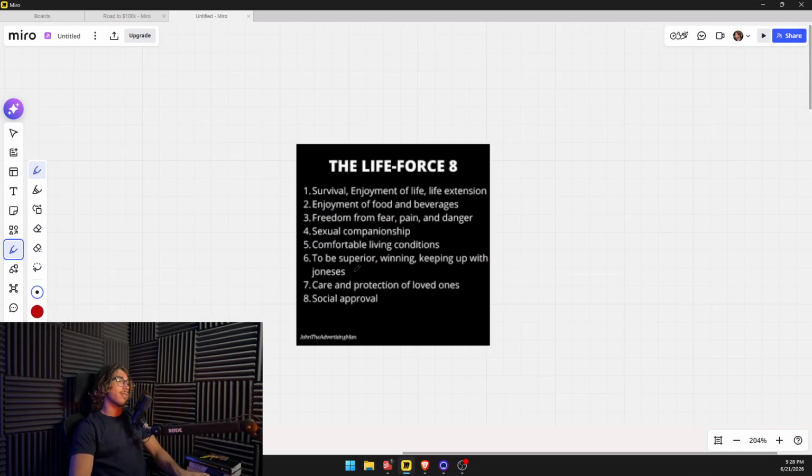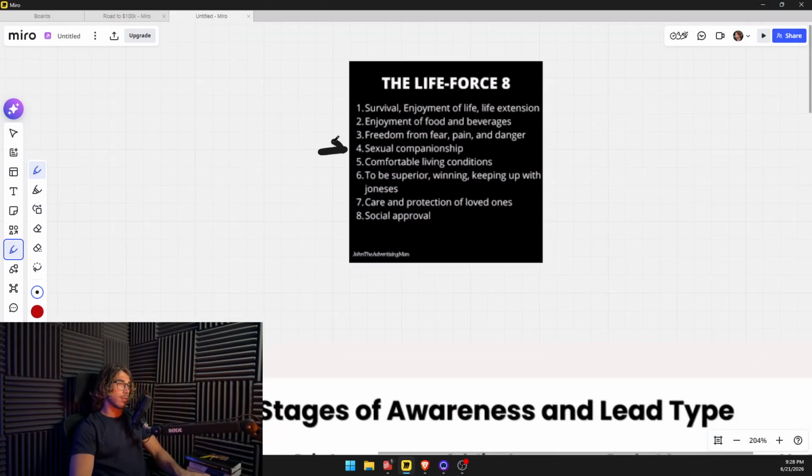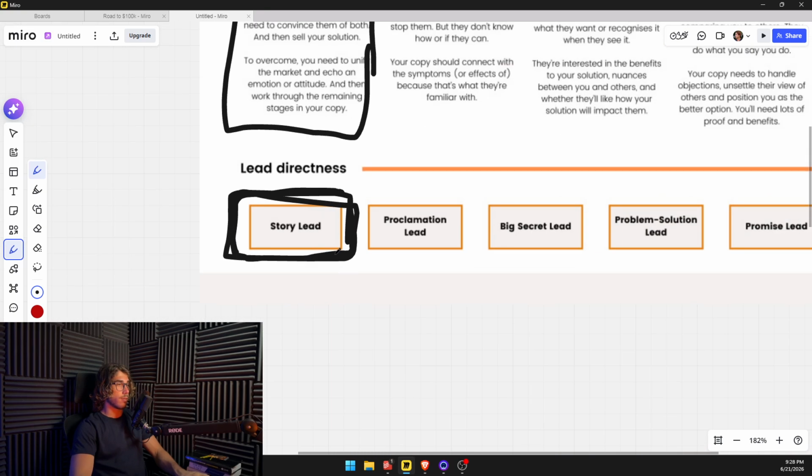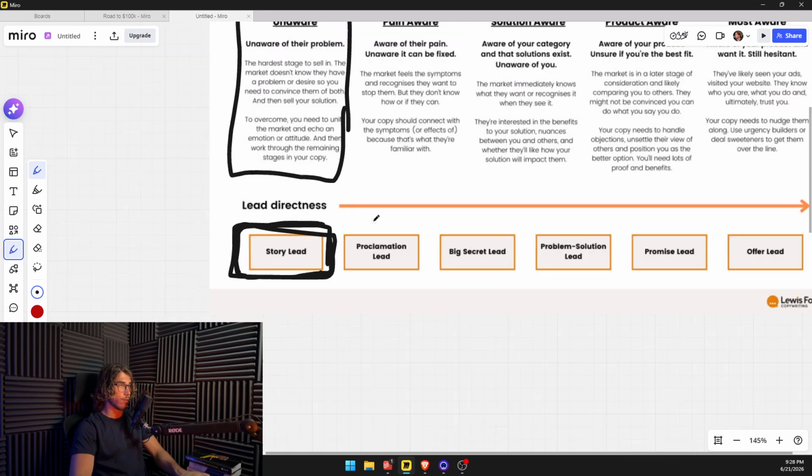But yeah, the ad I just gave would be tapping into sexual companionship. Everyone wants to have sexual companionship, and probably some social approval, to be superior, men who want to please their wives, they want to be seen, it gives them some sort of edge, right? It just gives them social approval as well. You just feel good, you feel manly for giving your wife pleasure, as well as care and protection of loved ones a little bit, right? So yeah, that would be a story lead for unaware people.